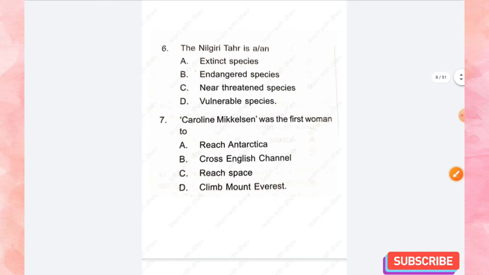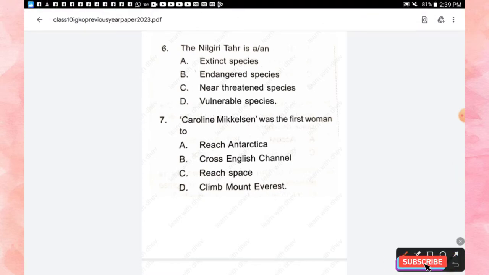Question number 6. The Nilgiri Tahr is an: extinct species, endangered species, near threatened species, a vulnerable species. The right answer is the Nilgiri Tahr is an endangered species. Question number 7. Caroline Mikkelsen was the first woman to reach Antarctica, cross the English Channel, reach space, climb Mount Everest. The right answer is option A, reach Antarctica.